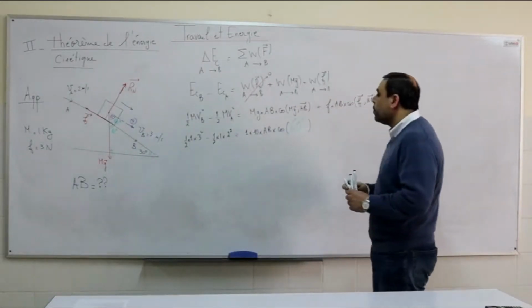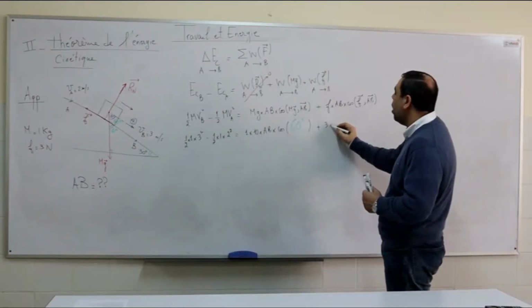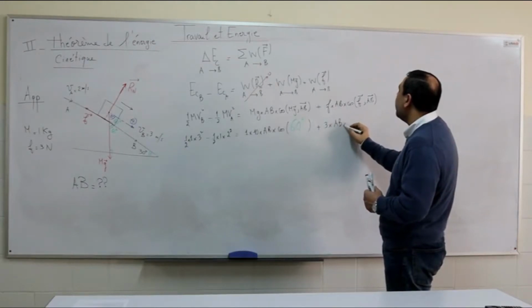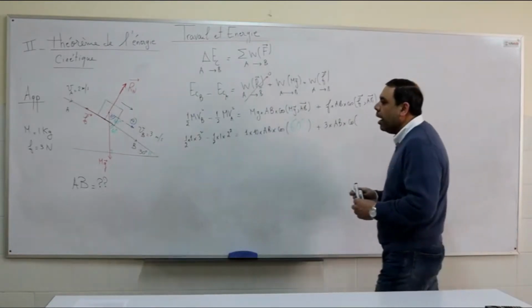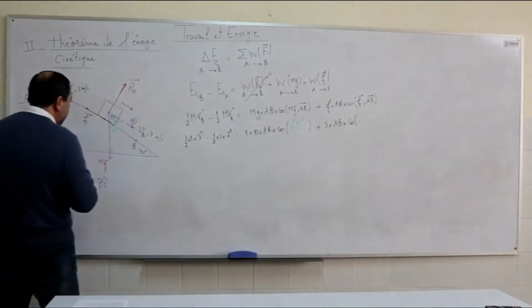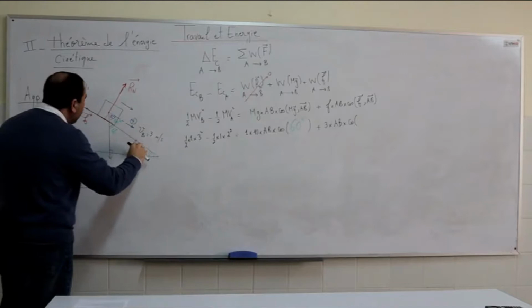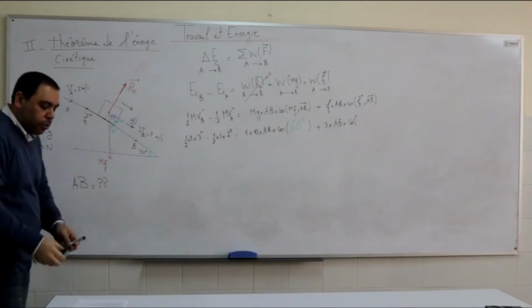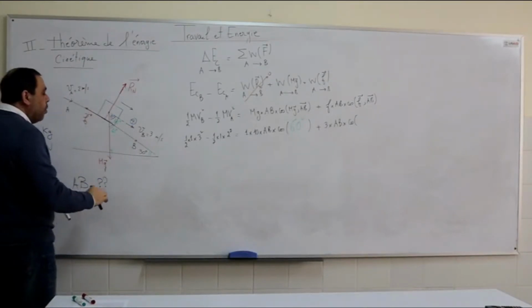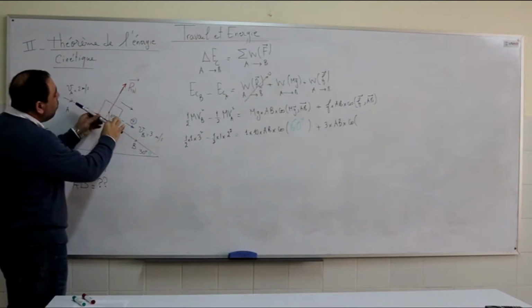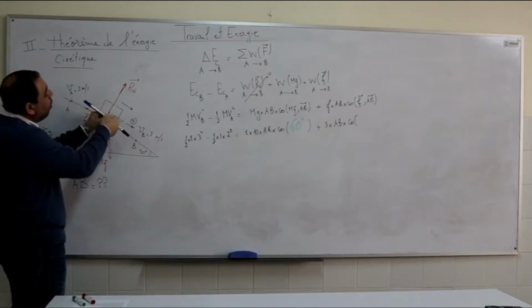Plus 3 times AB times cosine. AB is in this direction. F, the friction, is opposite to it. The angle between these two vectors is 180 degrees.